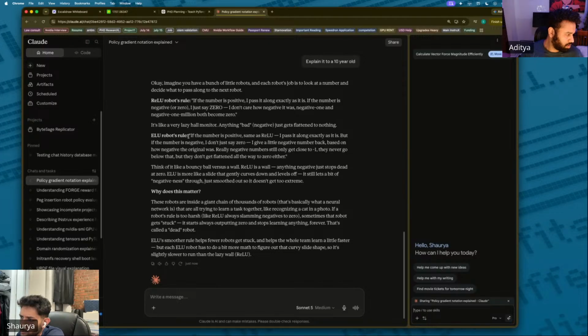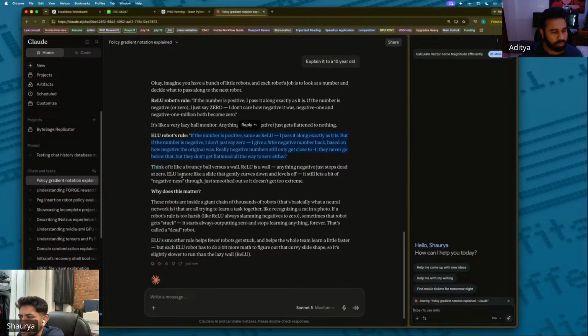ELU robots rule: if the number is positive, same as ReLU, I pass it along as it is. But if the number is negative, I don't just say zero. I give it a little negative number back based on how negative the original was. Really negative numbers still only get close to -1. They never go below that. But they don't get flattened all the way to zero either.